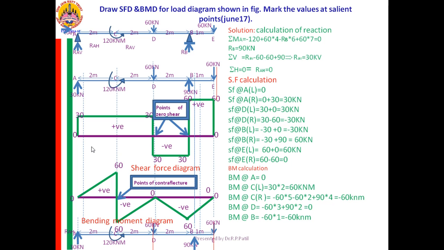Point of contraflexure you got. What do you mean by the point of contraflexure? Wherever the BM changes its sign, on one side of it, it is positive, on the other side of it, it is negative. Such a point is called the point of contraflexure. Nature of bending changes there.